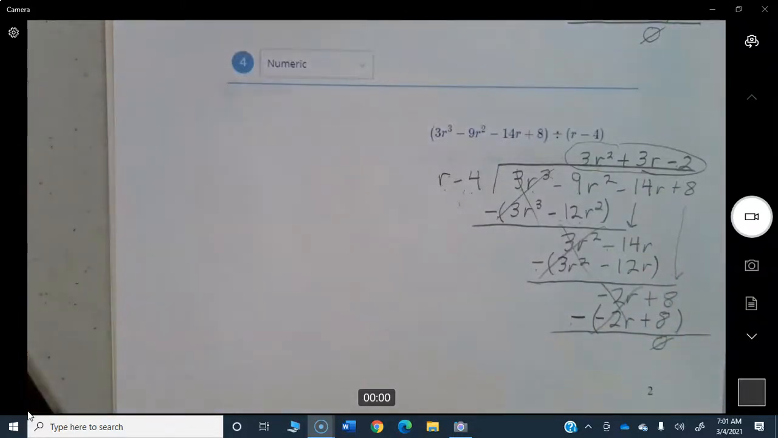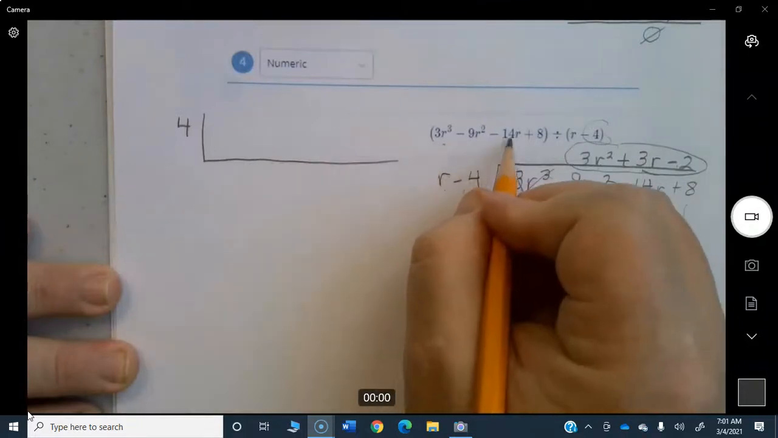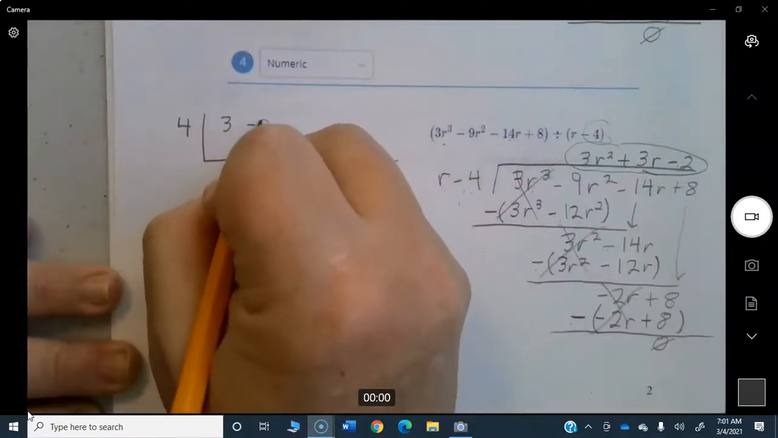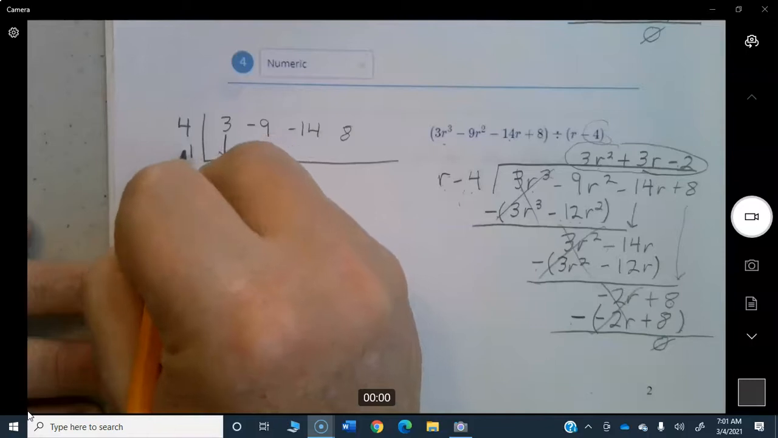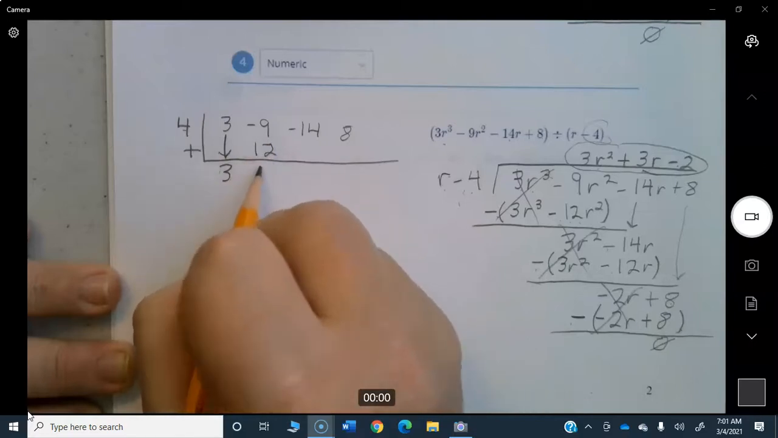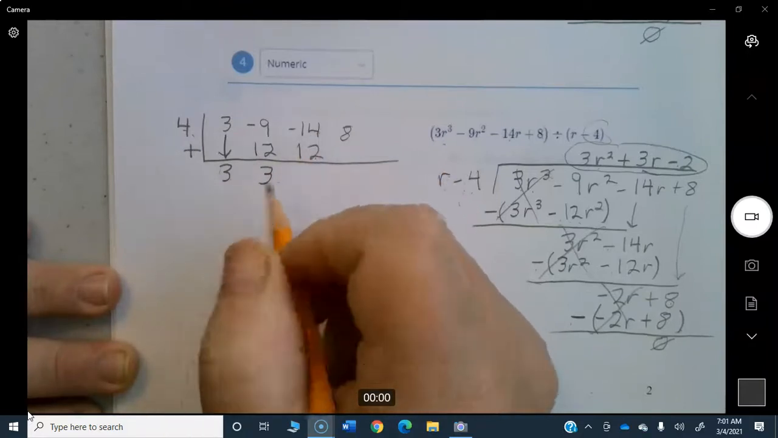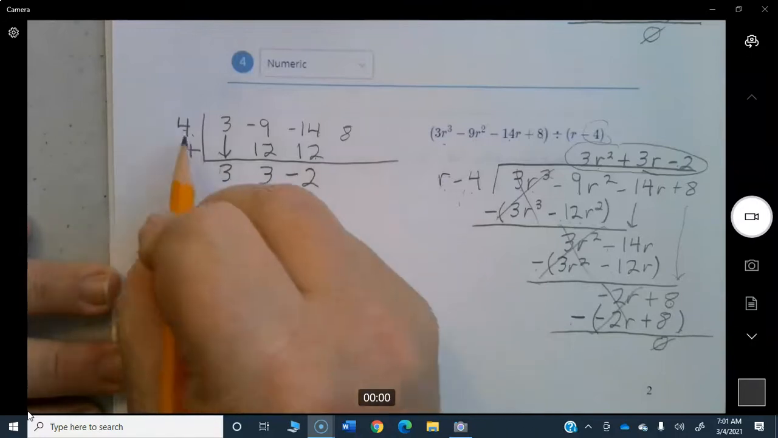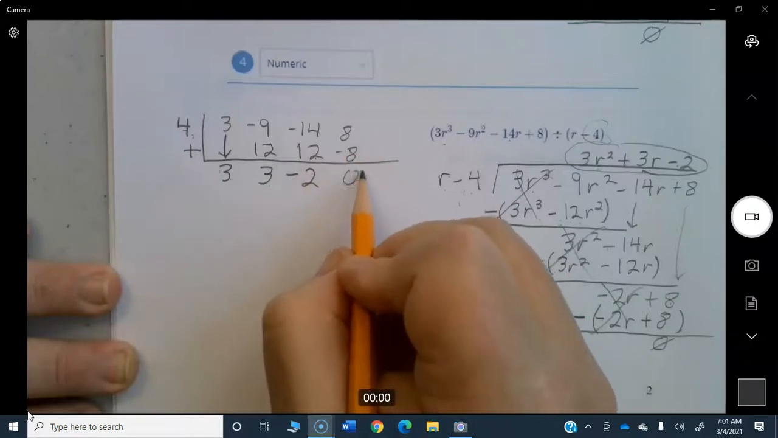Okay, synthetic. See if you can do it. Pause for a sec. Okay, let's see how quickly we can do this one. Okay, ready? Here we go. Take the negative 4. It's going to become a 4. 3, negative 9, negative 14, 8. Pull this one straight down. This is an addition, so there's a 3 there. 3 times 4 is 12. Negative 9 plus 12 is 3. 4 times 3 is 12. Negative 14 plus 12 is negative 2. 4 times negative 2 is negative 8. Negative 8 minus 8 is going to be 0, so there's no remainder.